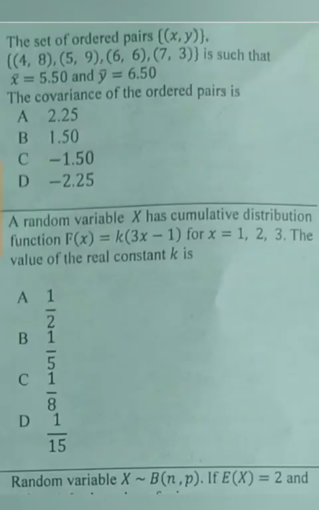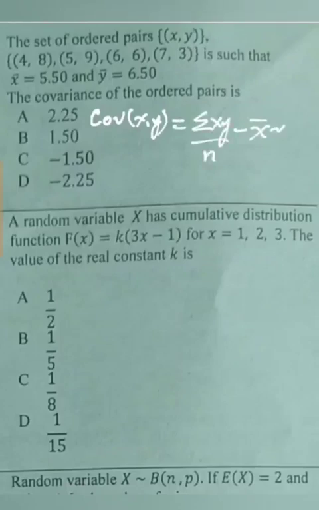Okay, in the next question we have the data set of ordered pairs xy: 4, 8, 5, 9, 6, 6, 7, 3, such that x bar equals 5.50 and y bar equals 6.50. The covariance of the ordered pairs is, and we have these options. Covariance of x and y is given by summation xy all over n, the sample size, minus x bar times y bar. And from the information given, we already have x bar and y bar. So what we need to find is summation xy.